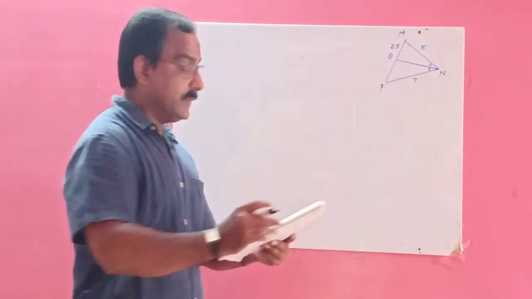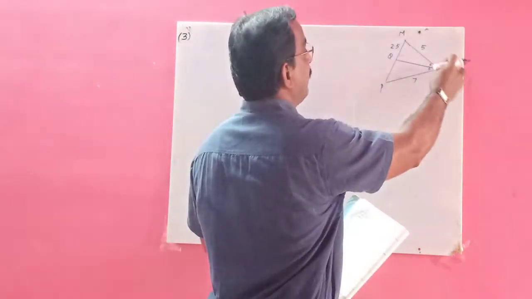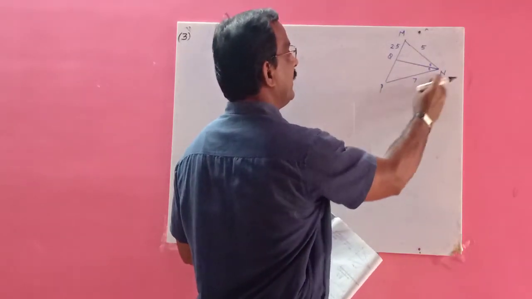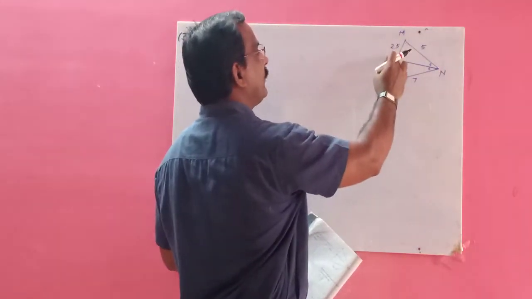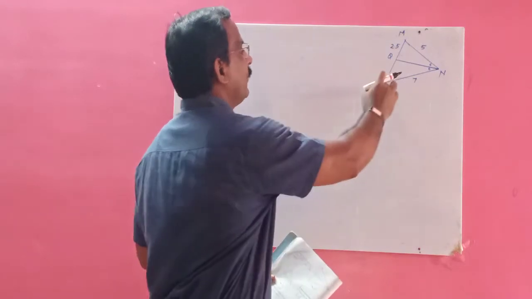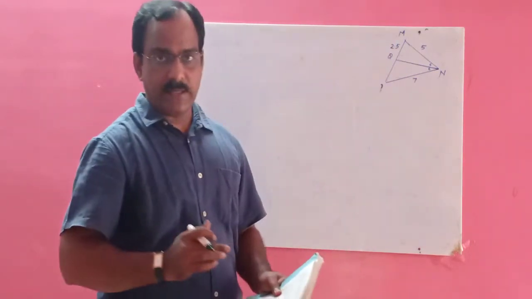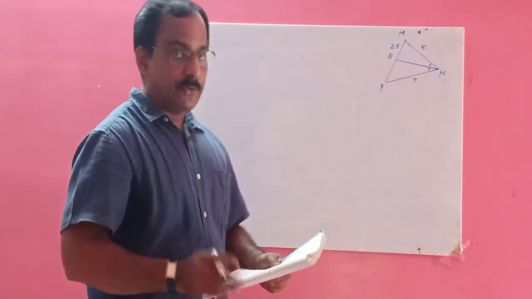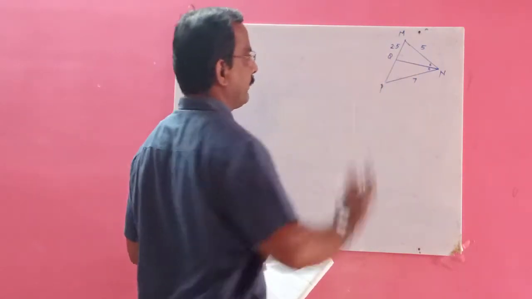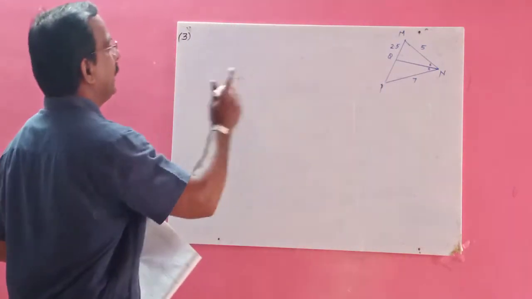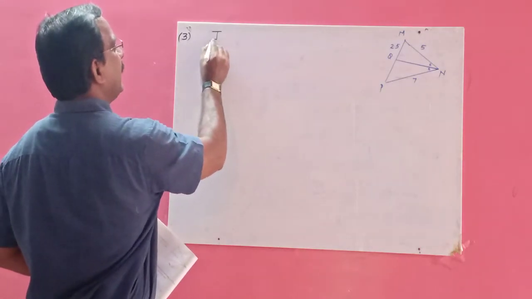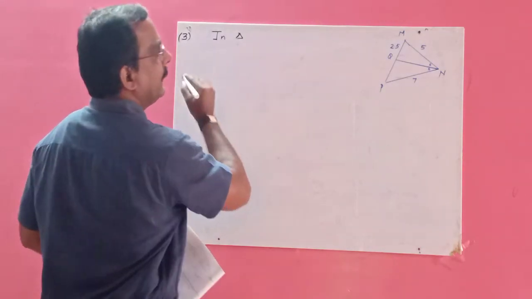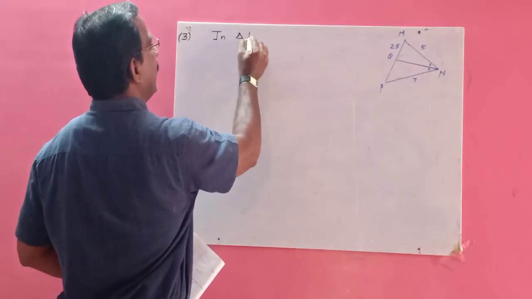For that, MN is given 5, PN is given 7, MQ is given 2.5, find out PQ. This question they will ask you for 2 marks. This is a 2 marks sum in board. So see how you will get PQ. First you write down the name of triangle, that is in triangle PMN.